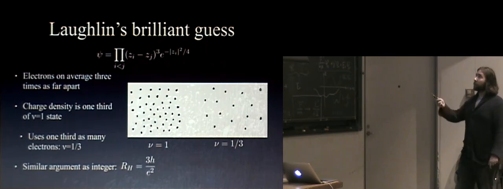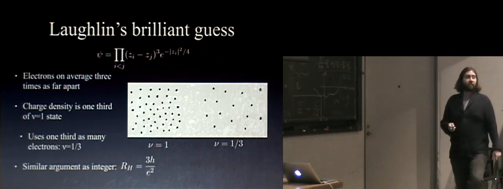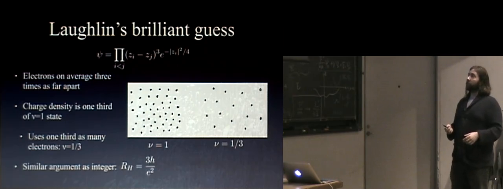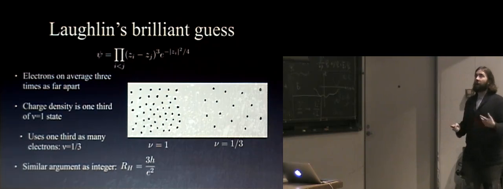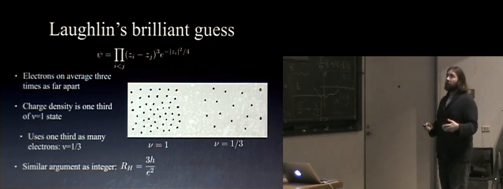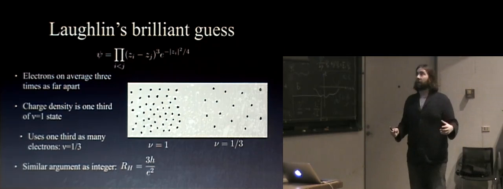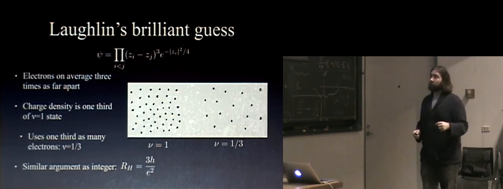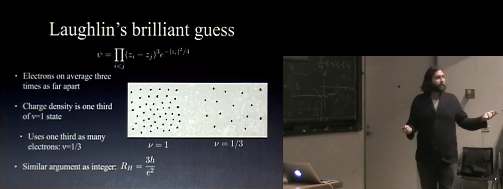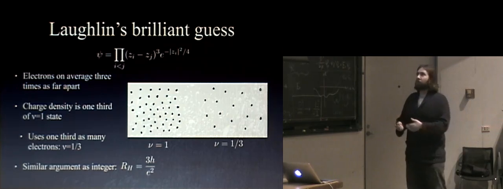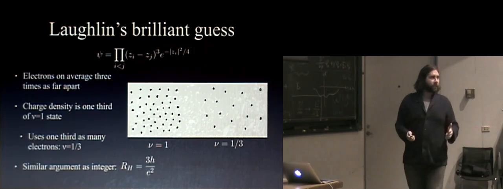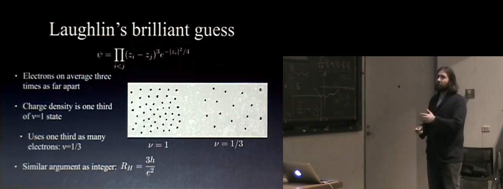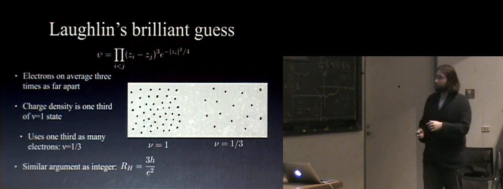And what actually happens is because of this 3 instead of 1, you can go through the mathematical machinery to quickly discover that because the electrons are on average 3 times as far apart, the charge density of this state is 1/3 of what it would have been for the nu equals 1 state. Well, charge is just counting how many electrons are in there. So this uses 1/3 as many electrons as the nu equals 1 state, and that means that by definition it is the nu equals 1/3 state.